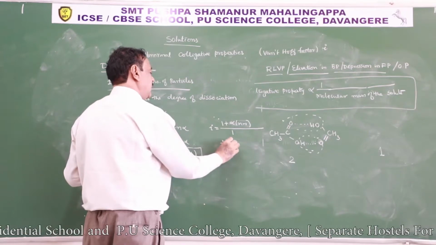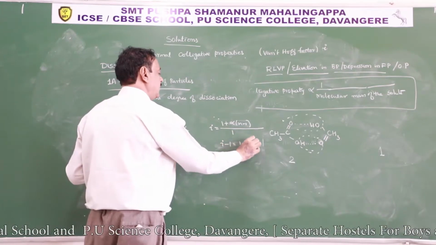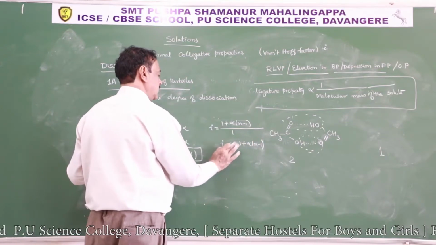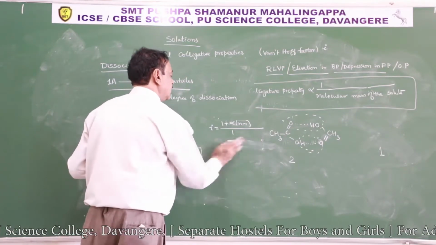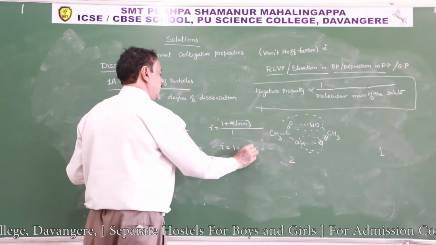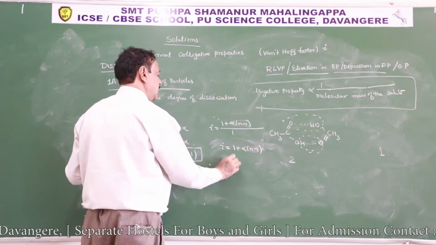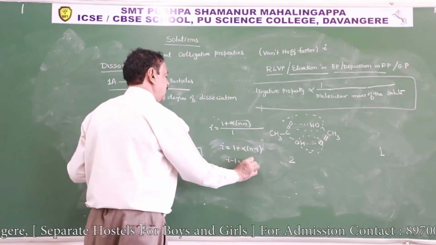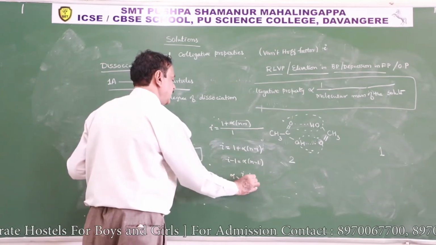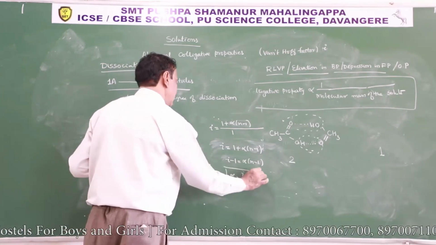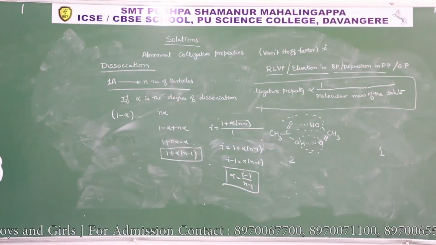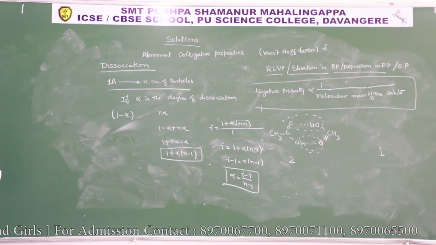Therefore, i is equal to 1 plus alpha into n minus 1. Therefore, i minus 1 is equal to alpha into n minus 1. Therefore, alpha is equal to i minus 1 divided by n minus 1. By using this van't Hoff factor, we can evaluate the degree of dissociation.